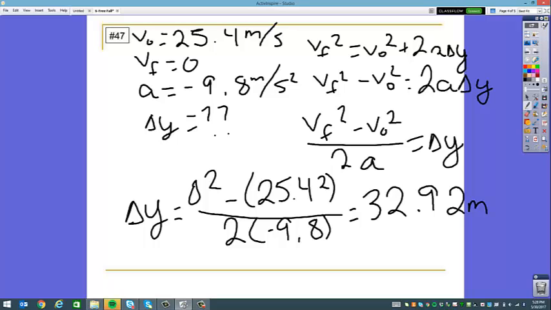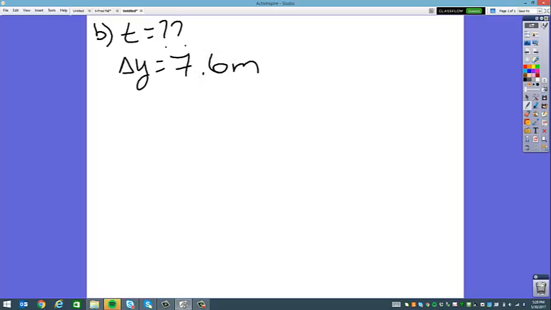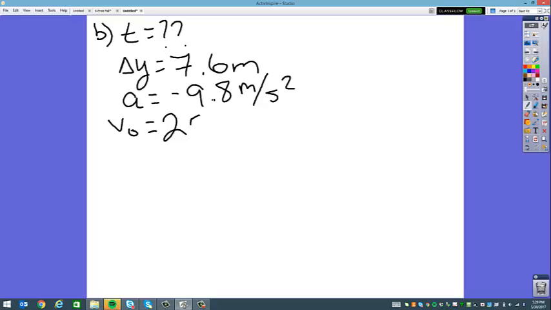All right, part B. I'm going to open this one up on a new page because part B is pretty long. Part B, you're solving for the time. And you're looking for the time when it's at 7.6 meters. Again, you're still talking about throwing a ball, so your acceleration is still negative 9.8 meters per second squared. And you know you have an initial velocity of 25.4 meters per second.